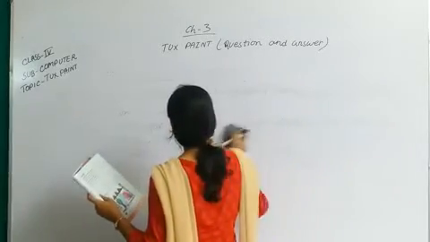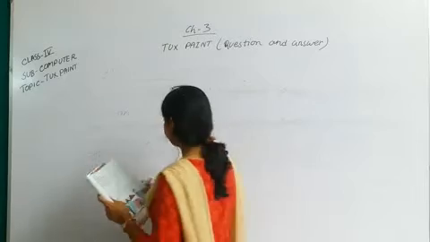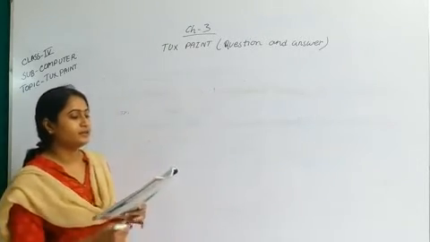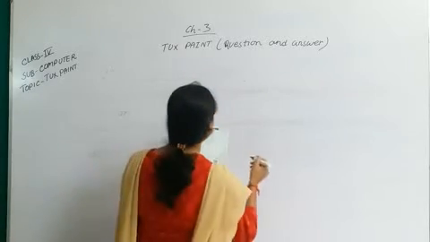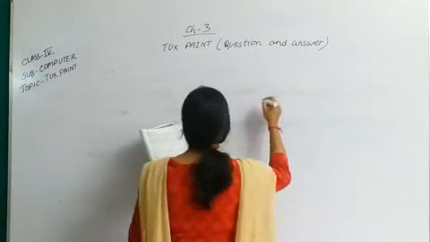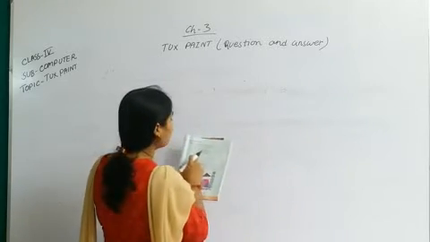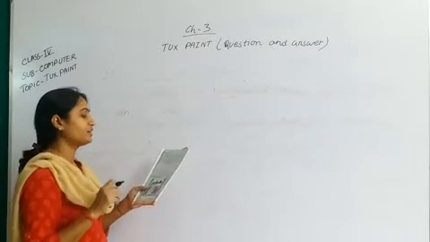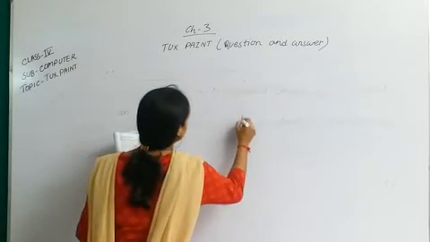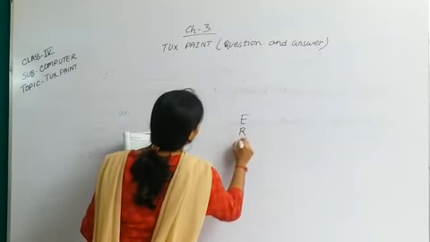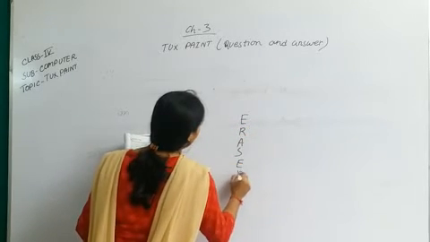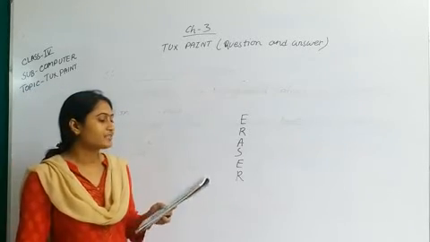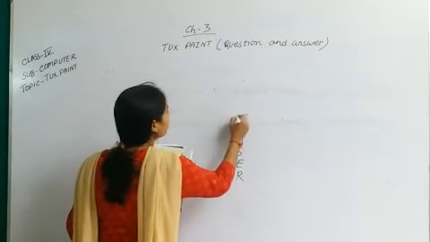Next, all of you just write. Please solve this one in your book. Activity time. Read the given sentences and fill in the given puzzle. Number 1. I am used to erase unwanted part of the picture. Eraser, E-R-A-S-E-R. We use the eraser tool to erase unwanted part of the drawing.